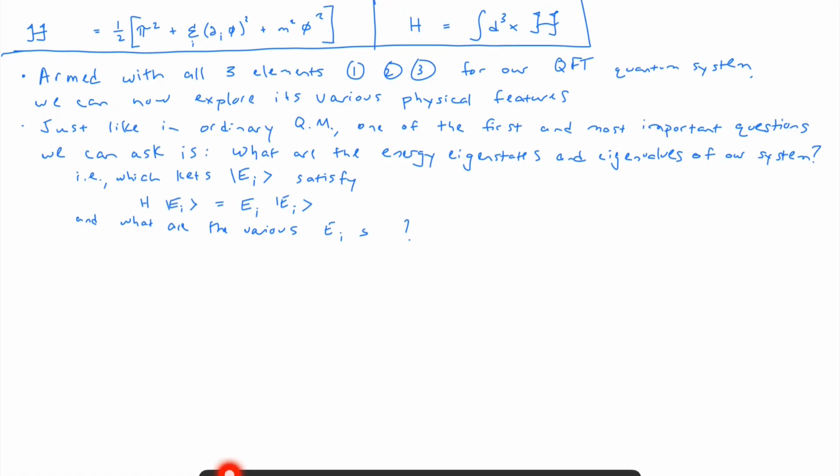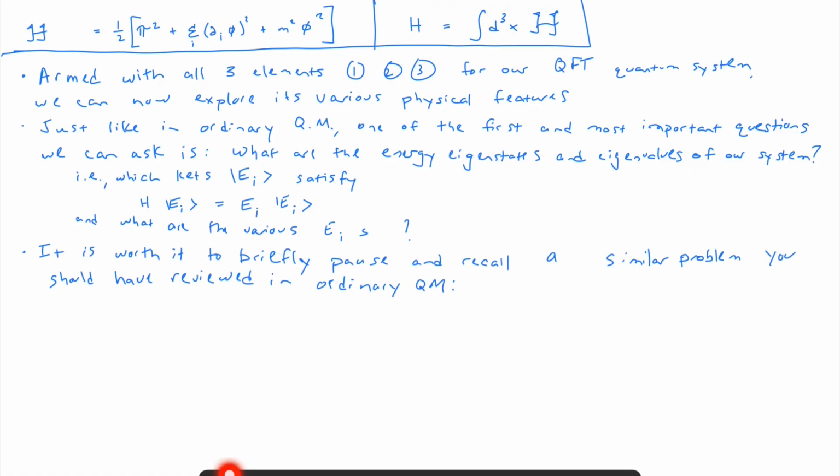And what does that mean? Well, basically, the other way of phrasing that is which kets, and I symbolize it here with an E sub I, satisfy the following: that the Hamiltonian of the system applied to the ket E sub I gives you back the same ket E sub I with some constant number in front of it, which is called the eigenvalue. This is a classic eigenvalue eigenvector equation for the Hamiltonian. So the question is, what are the various E sub I's that will satisfy this, both in terms of the numbers, the eigenvalue, and in terms of the eigenvectors? This is one of the most fundamental questions you ask after you've fully defined your quantum system, which we now have for QFT.